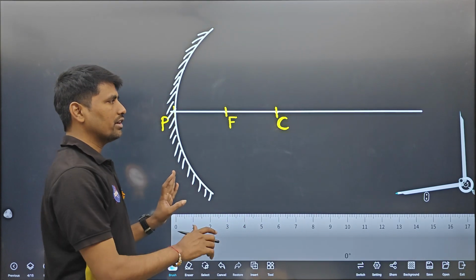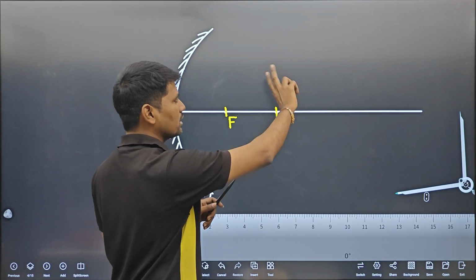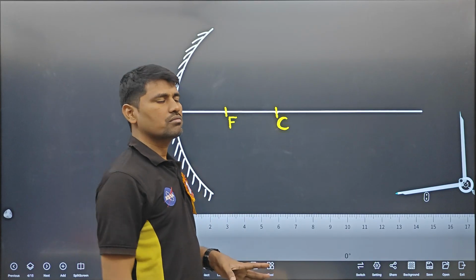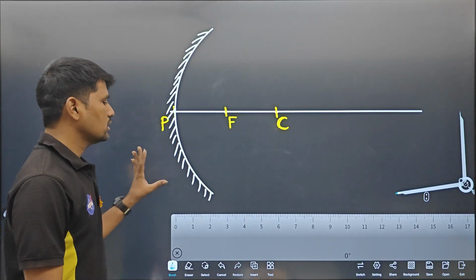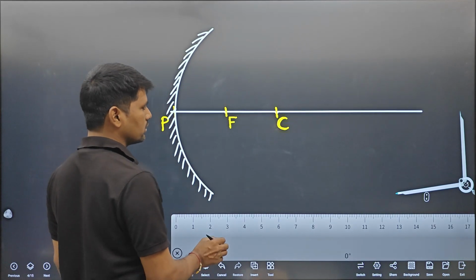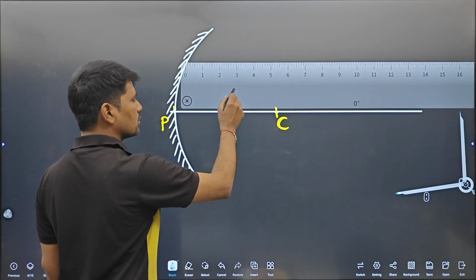In the same way for the convex mirror, take the center, and from the center draw an arc with the radius using the compass. A very simple way. So now this is just the outline diagram of the concave mirror, right children? Next, we will discuss the ray rules in the PPT.